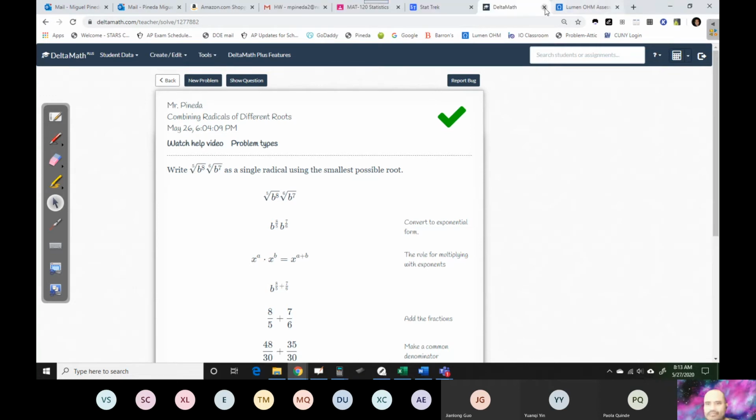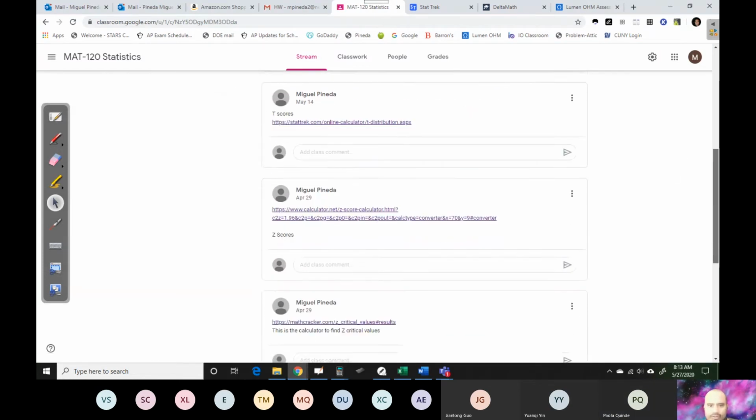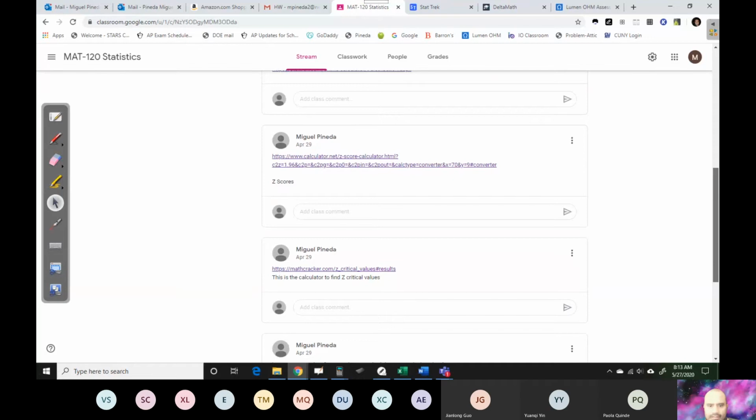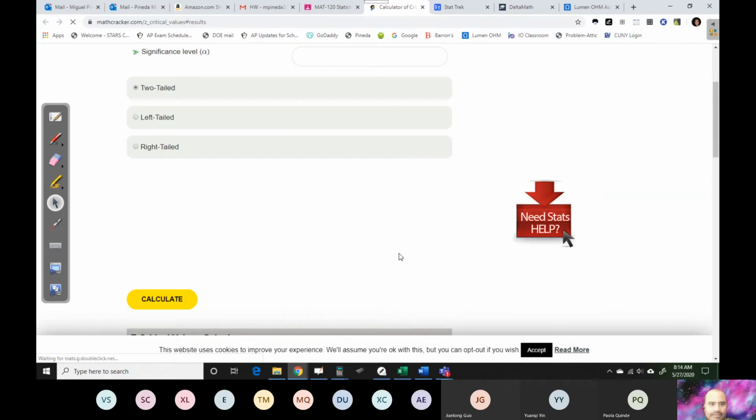This is such a painful, finally disappear. Okay, so we want a critical Z value. Let's see if we have critical Z value. I think I gave you, there you go, critical Z value. Critical means that I have the area and I don't have that. Okay.